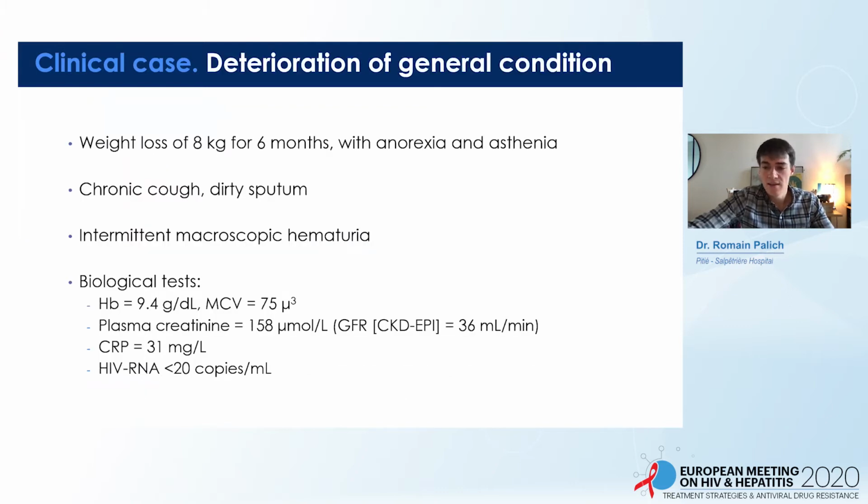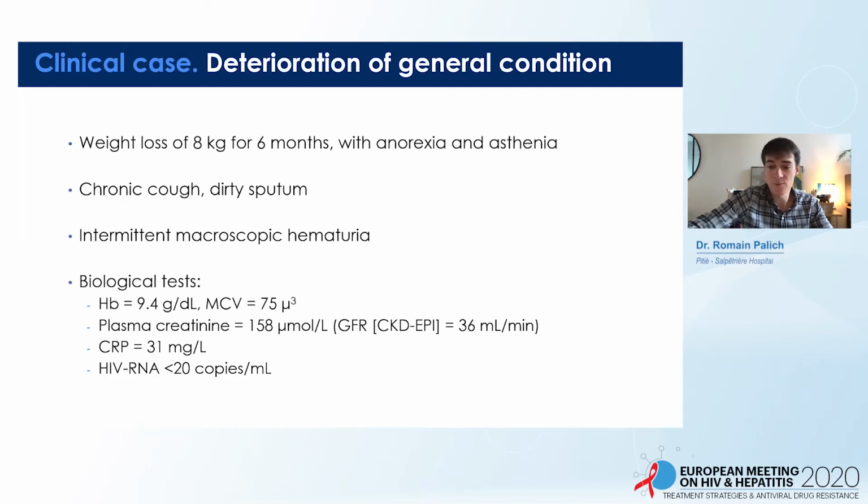When you see him at hospital during a routine visit, he reports a clear deterioration of his general condition with a weight loss of 8 kilograms in 6 months, with anorexia and asthenia. He had a chronic cough with dirty sputum and reports an intermittent macroscopic hematuria. His biological tests show an anemia with hemoglobin at 9.4, an acute renal failure with plasma creatinine at 160, and a moderate inflammatory syndrome with CRP at 31.